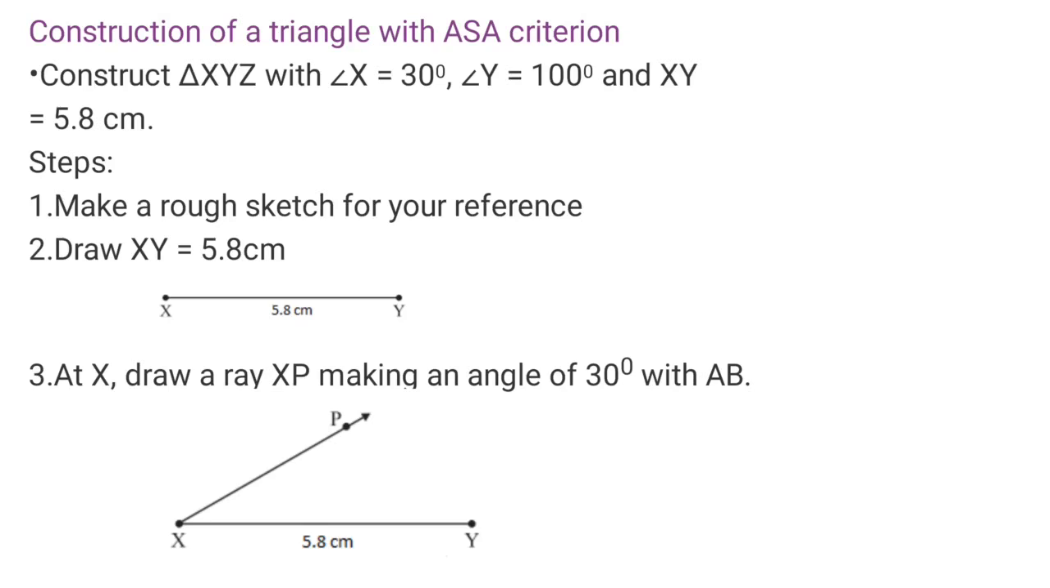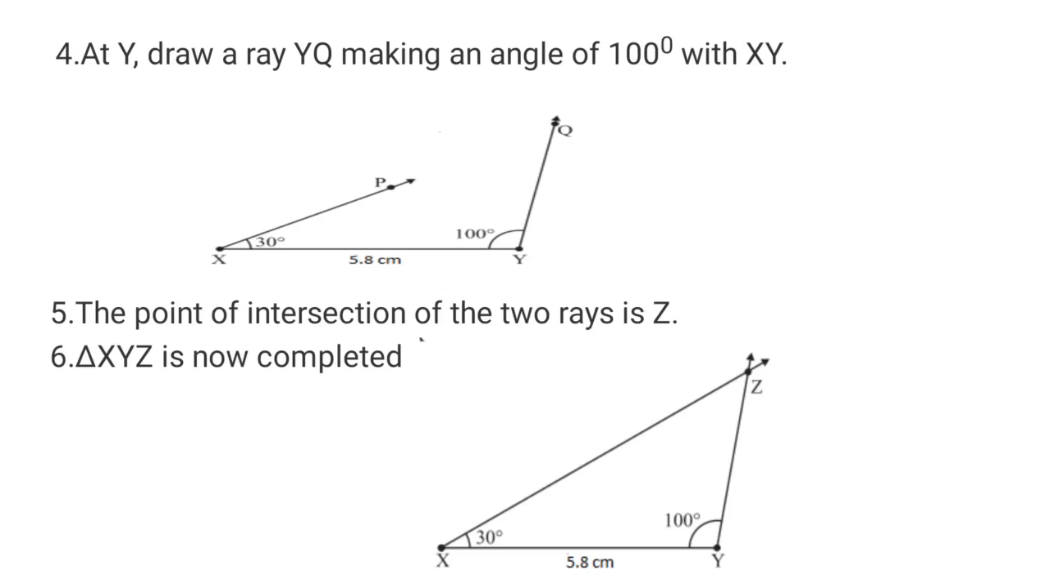Draw XY of length 5.8 cm. Now, at X, draw a ray XP making an angle of 30 degree with XY. Further, at Y, draw a ray YQ making an angle of 100 degree with XY. Here, the point of intersection of two rays can be named as Z. Thus, this is how the triangle XYZ that we required can be constructed.